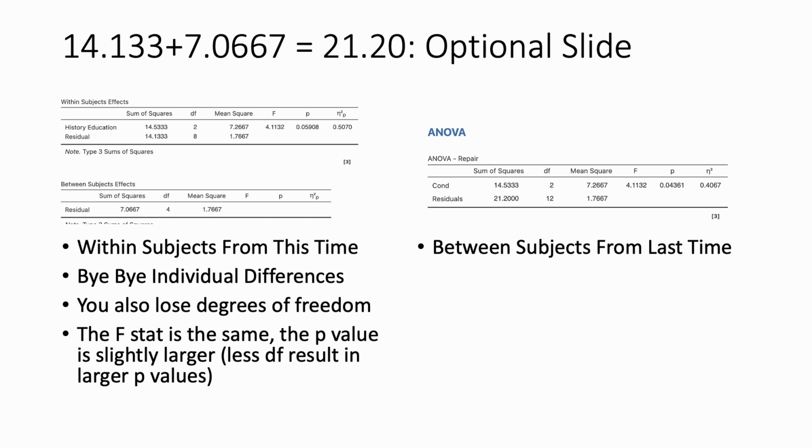The sum squares of history education is 14.53, so is the sum squares of condition. That's the same. Degrees of freedom, that's the same too. You got 3 conditions minus 1 in both analyses. So the sum squares and degrees of freedom are the same within subjects and between subjects design for the IV source, okay? For the error source, you will notice that the sum squares for error in within subjects, that residual source, is smaller than the sum squares for the residual source in the between subjects design.